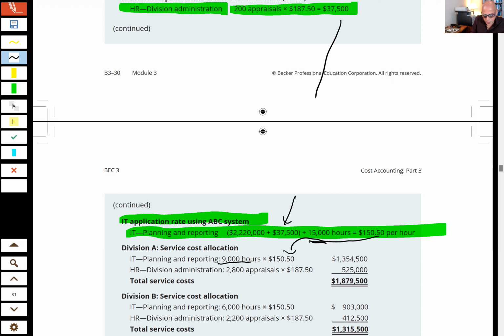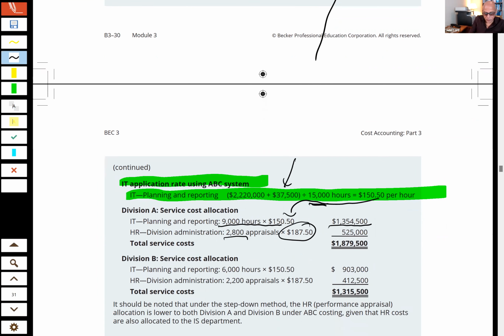And we go ahead for the 9,000 hours, and then we pick up that appraisal for the number of appraisals. Remember, the big difference for that appraisal was that because we added in the additional 200 appraisals, the cost per appraisal went down. And you go ahead and apply that 150.50 to the 6,000 hours, and the 187.50 to the 2,200 appraisals, and you've used the step down method, where we apply service department cost to other service departments.